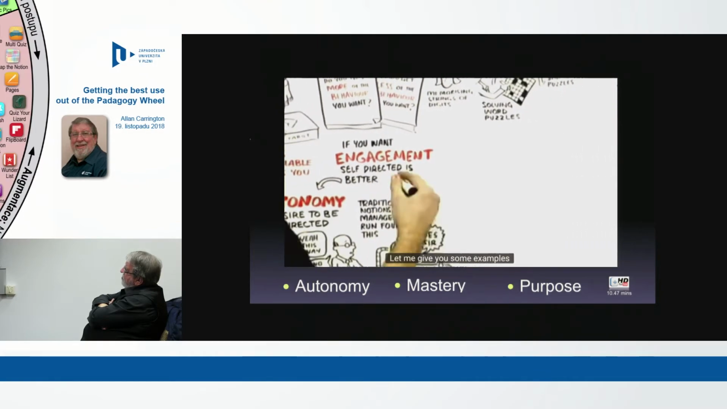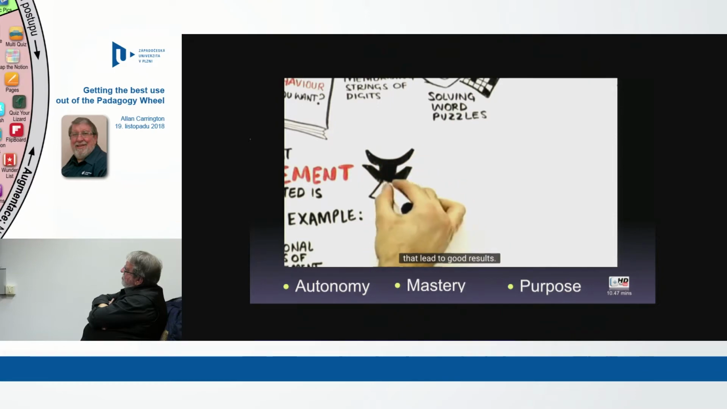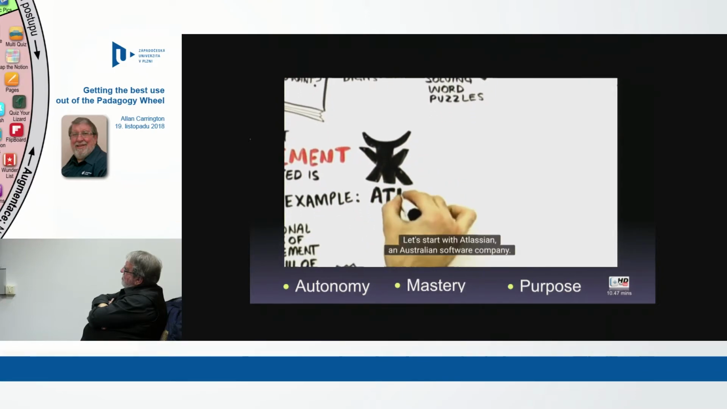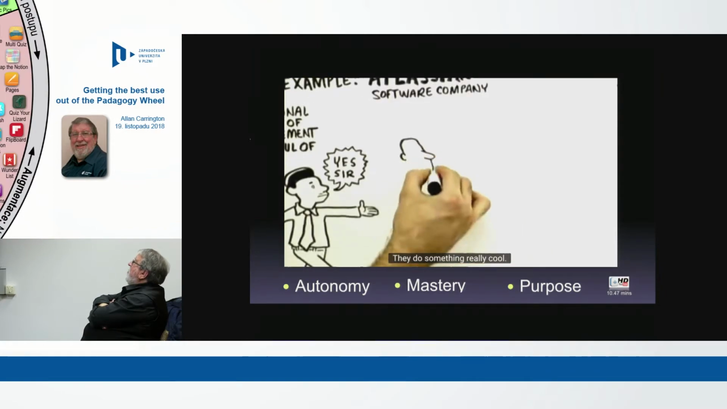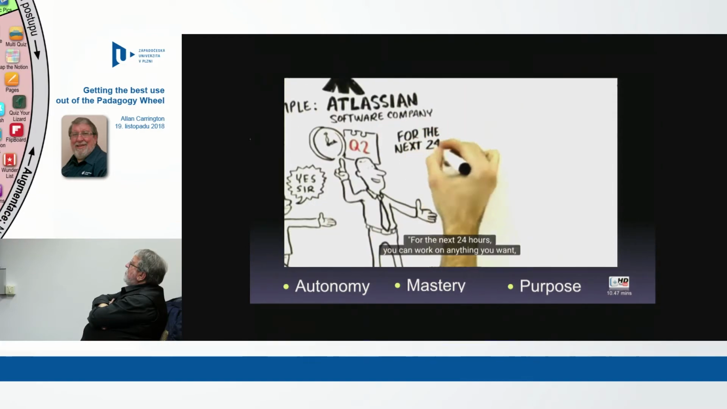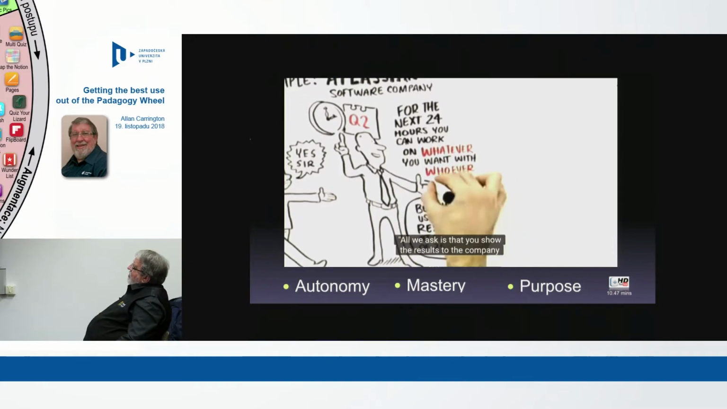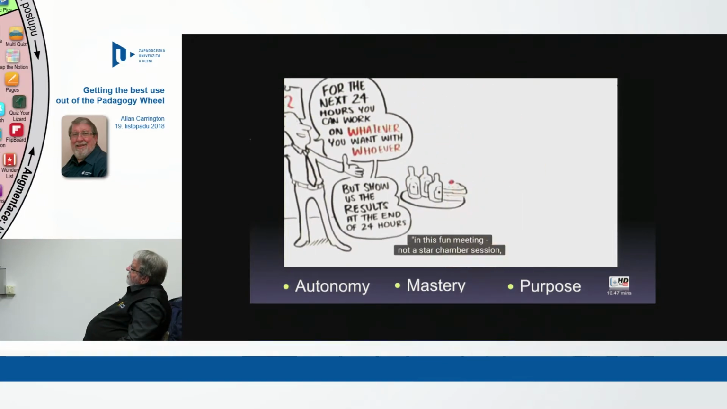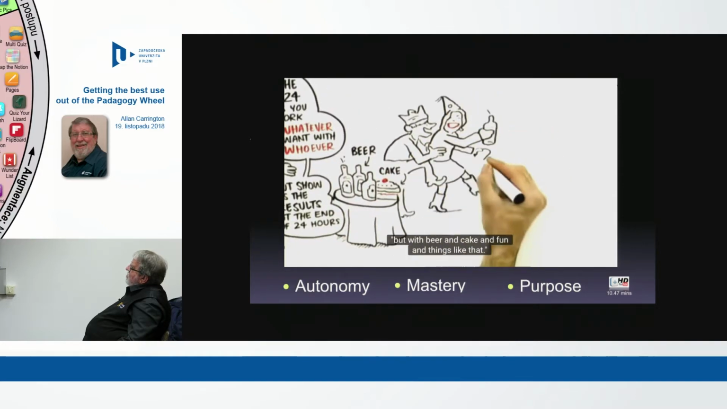Let me give you some examples of almost radical forms of self-direction in the workplace that lead to good results. Let's start with this company right here, Atlassian, an Australian company. It's a software company, and they do something really cool. Once a quarter on a Thursday afternoon, they say to their developers, for the next 24 hours, you can work on anything you want. You can work on it the way you want. You can work on it with whomever you want. All we ask is that you show the results to the company at the end of those 24 hours in this fun kind of meeting, not a star chamber session, but this fun meeting with beer and cake and fun and other things like that.